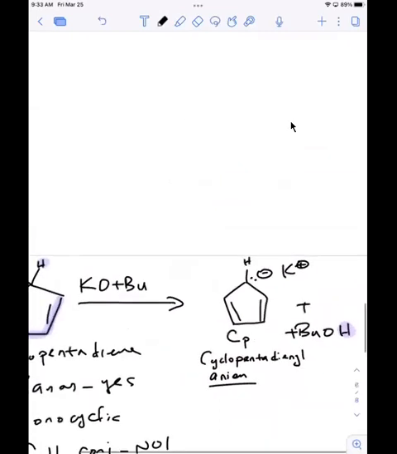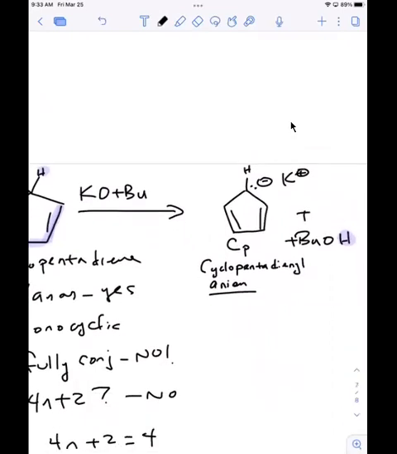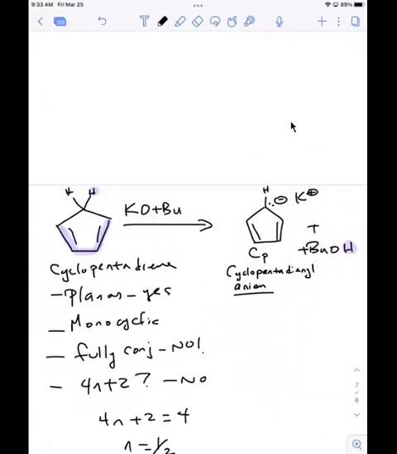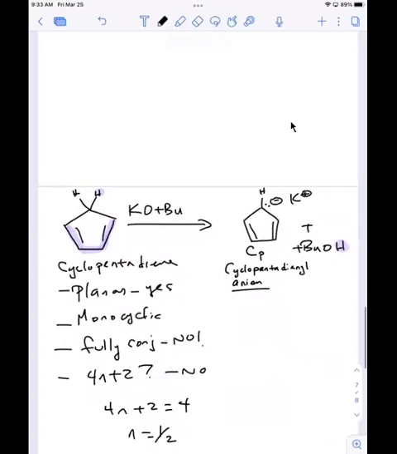Right? And when we look at that, it's different from what we started with. What's the difference? You lost the hydrogen. What did you gain? A pair of electrons. Good. So now let's go back through the criteria. Is this planar? Yes. Planarity didn't change. It's still a flat 5-member ring.